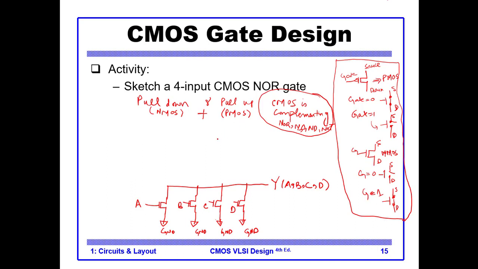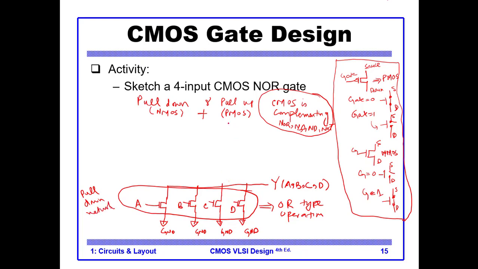So this is in parallel. So in parallel, it's like an OR type operation. So if A is 1 or B is 1 or C is 1 or D is 1, the output will be 1. It means any of these is 1, the output is 1. So this is called the pull down network.